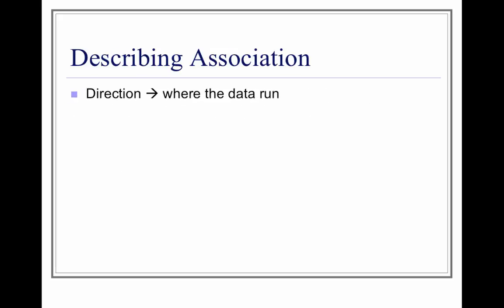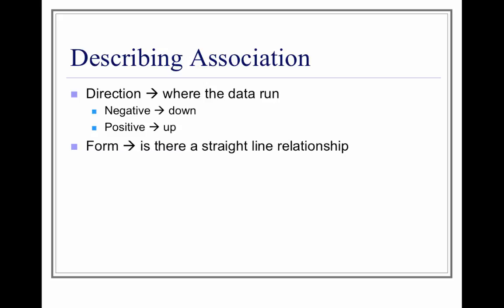When we are describing association, the direction is talking about where the data run. So negative means that it's running down, positive would mean that it's running up. Those are your two possibilities. For form, we're looking to see if there's a straight line relationship. That's really what we're hoping to find. So linear is a straight line.